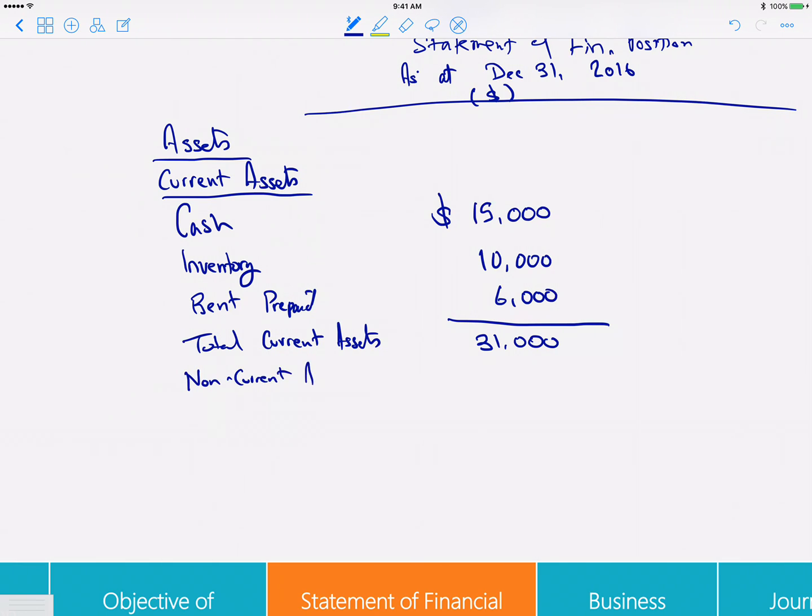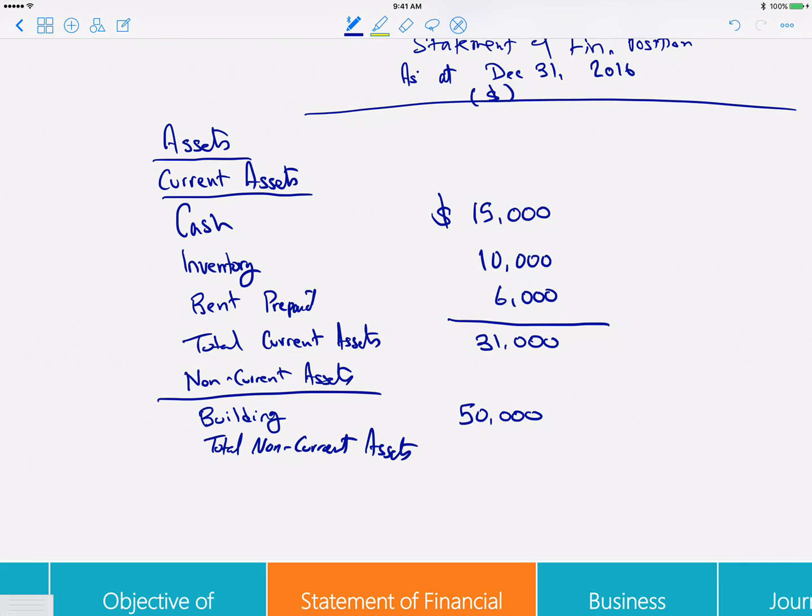We'll then go down to their non-current assets. And the company has a building, and this building is worth $50,000. And we're going to say this is a new building, so there's no depreciation. Depreciation is a concept that you will touch on later on. Don't worry about it for now, but let's assume it's a brand new building. And that is their only non-current asset, so total non-current assets, $50,000.